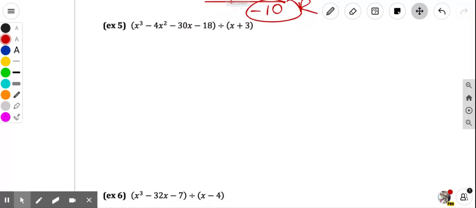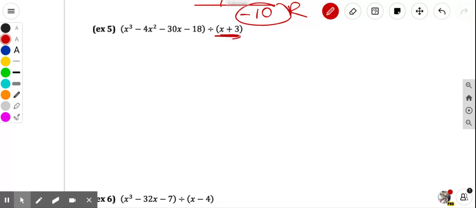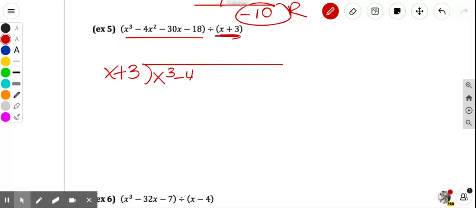Here's this one. So divisor goes on the outside. Dividend goes on the inside. Keep a lookout for missing terms. This one doesn't have any missing terms. And then you start. So what do I multiply x by to get x to the third? It's going to be x squared.